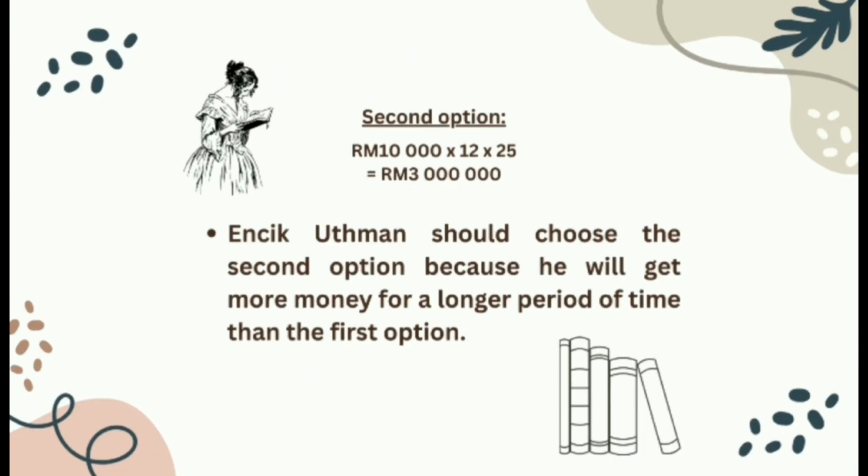We're also going to calculate the second option so we can compare it. The second option is given RM 10,000 every month. So it's going to be RM 10,000 times 12 for every month and then times 25 years. So Encik Uthman will get RM 3 million. So which option should Encik Uthman choose? Encik Uthman should choose the second option because he will get more money in a longer time period than the first option.